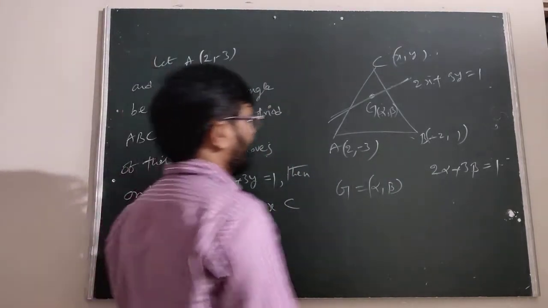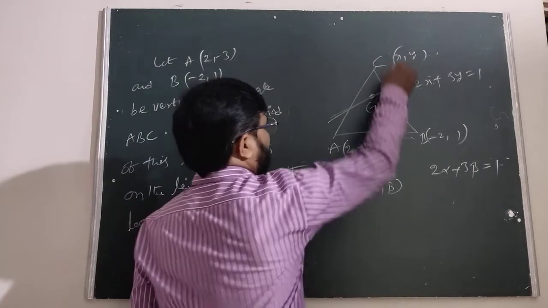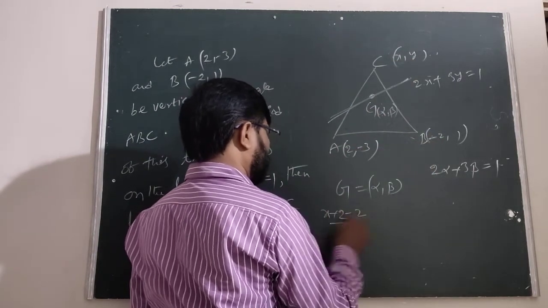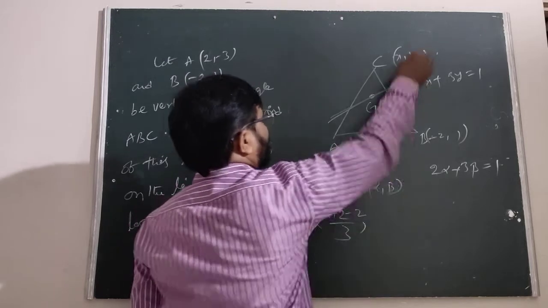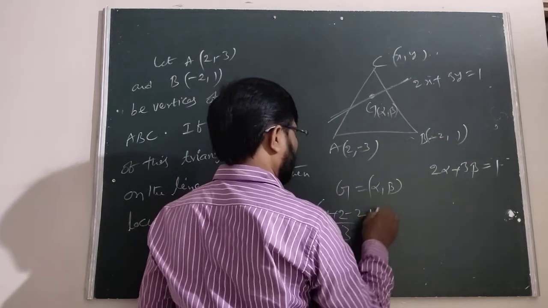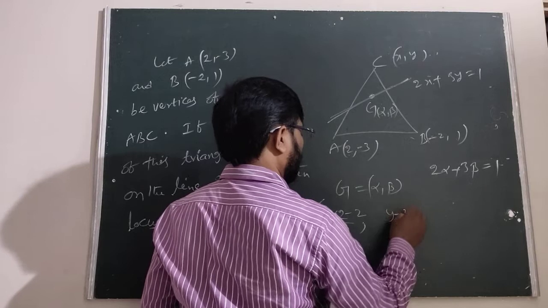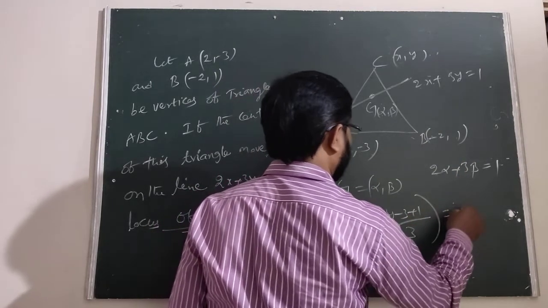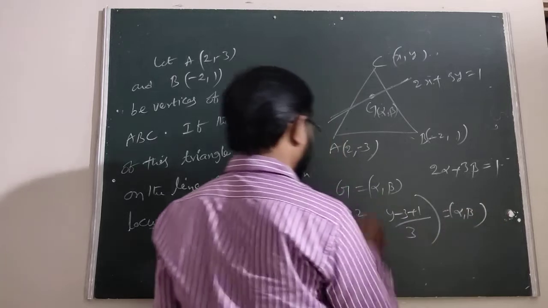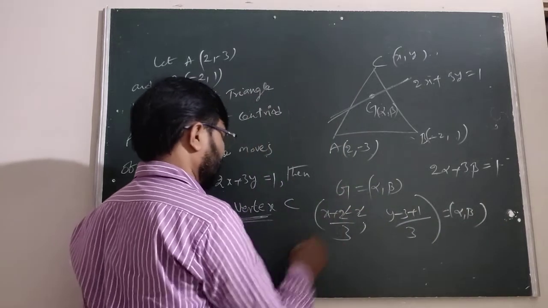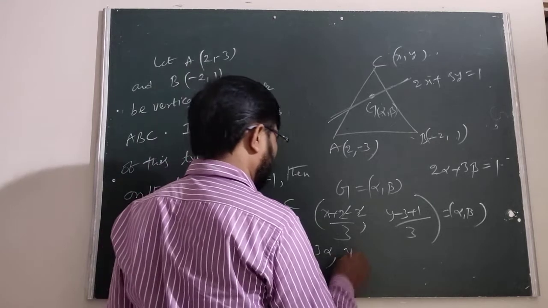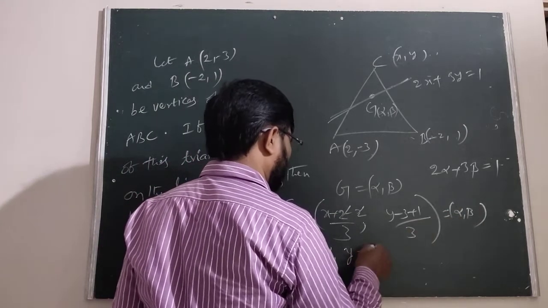That is (x1 + x2 + x3)/3, which is (x + 2 - 2)/3. We can write (x + 2 - 2)/3. Now this is (y - 3 + 1)/3, equal to (alpha, beta). Now 2 cancels, then it will be x = 3 alpha. Now y = 3 into beta, 3 beta.